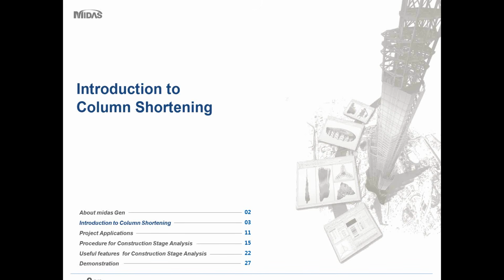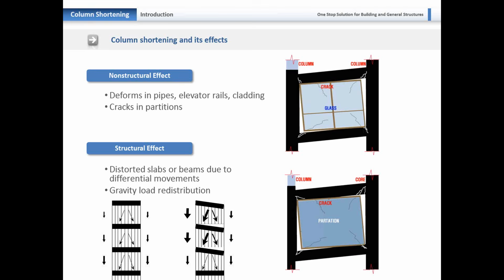So let me now give you a short introduction to column shortening. First of all, column shortening is a phenomenon which is basically the reduction in length of a column in a particular structure under the acting permanent loads. So a column in any building is subjected to gravity loads, to live loads, to all kinds of loadings. And under these loads, the column tends to reduce or shorten in length over a period of time.